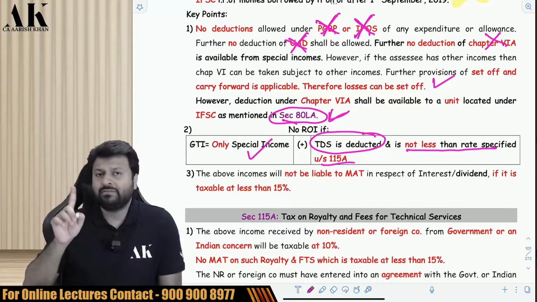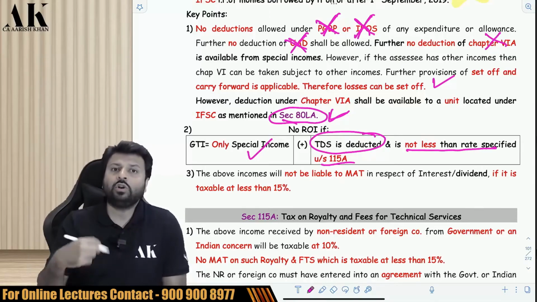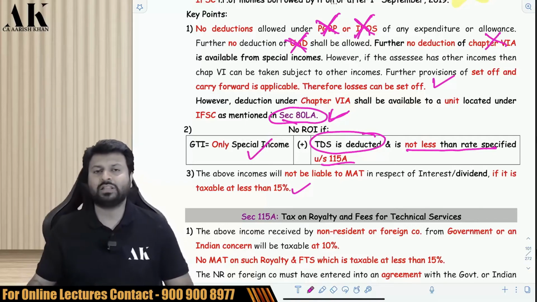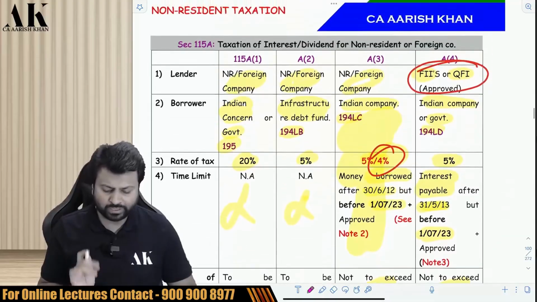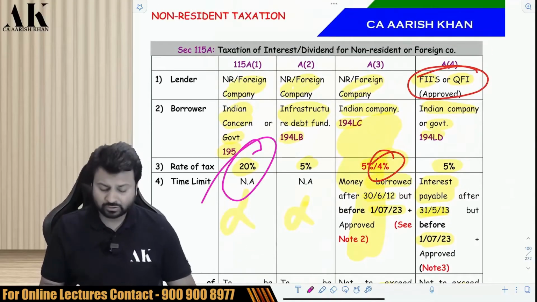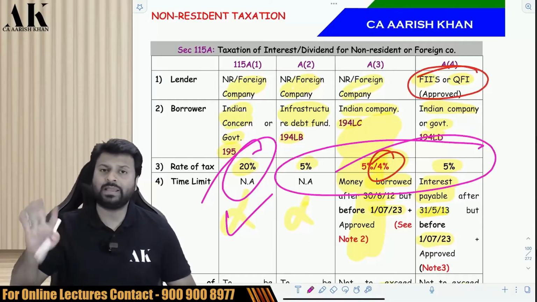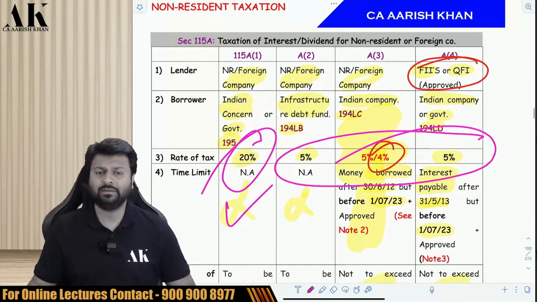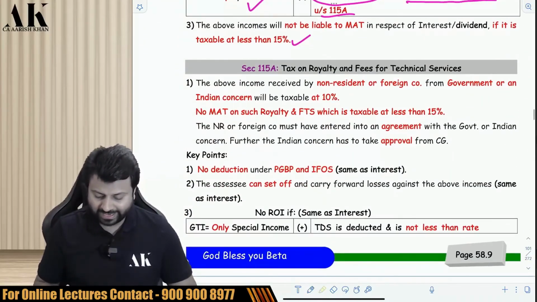Check it, please. Further, the above incomes will not be liable for MAT wherever the normal tax rate is more than 15%. So if the normal tax rate is more than 15%, they are not liable to MAT. And the normal tax rate is more than 15% only in one case, and that is this case. So in this case, MAT will be applicable. In the rest of the cases, MAT will not be applicable to foreign companies who are lending money in India. Okay. Now let's talk about the next part, and that is royalty and FTS.